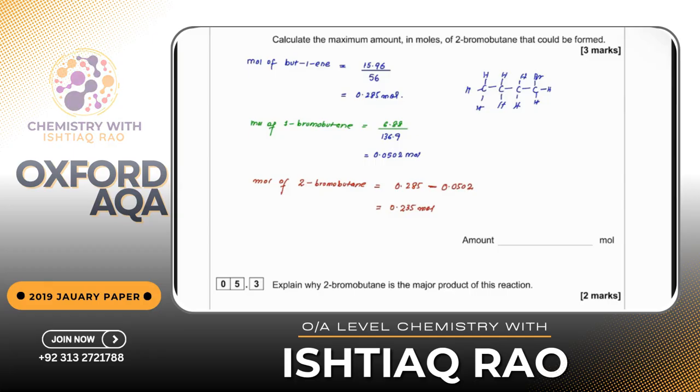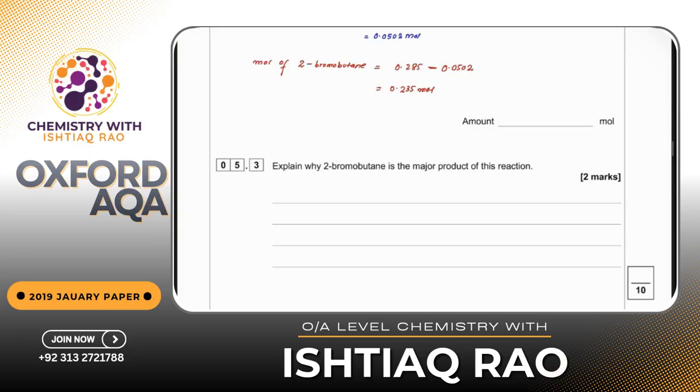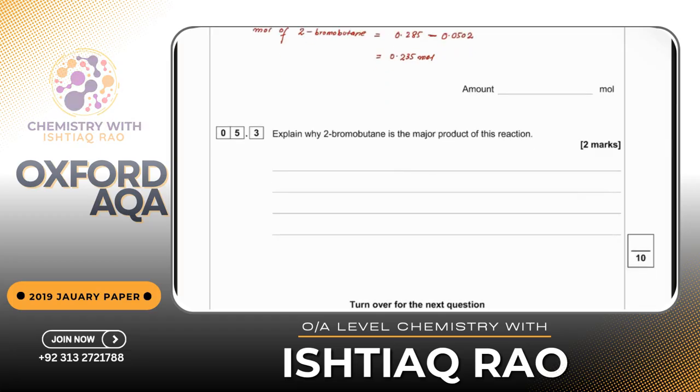In 5.3, they are saying 2-bromobutane is the major product. Because there's more of it being formed. If you remember, I told you about which is more stable, which is less stable. We have a primary carbocation, a secondary carbocation, a tertiary carbocation. In 2-bromobutane, of course, it's a secondary carbocation, which is more stable. That's why it's a major product. This is of 2 marks.